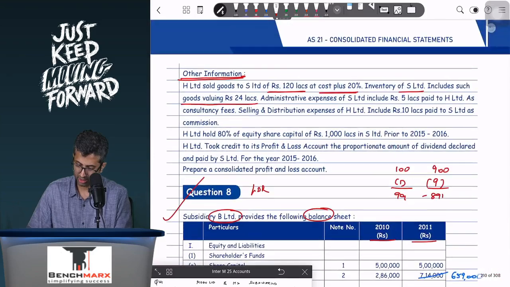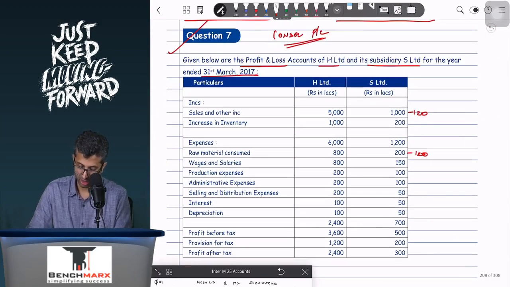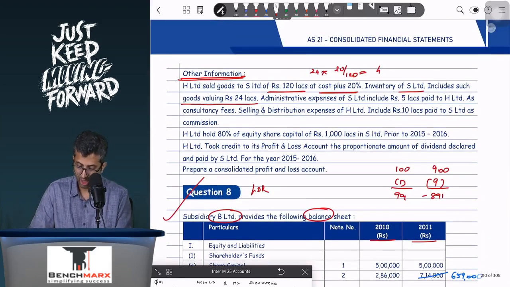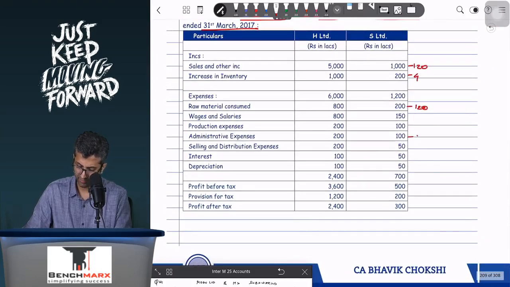Okay. Next, there is 24 lakhs. So 24 lakhs, this is cost plus 20%. So 20 upon 120. And hence, this is 24 into 20 by 120 comes to, I think, 4 rupees. So if I look at increase in inventory, if any, we have increase in inventory, yes, minus 4. Second effect will go against inventory. Admin expenses include 5 lakhs paid to H as consultancy fee. Selling and distribution includes 10 lakhs paid to S as commission. So over here, minus 5 and minus 10.